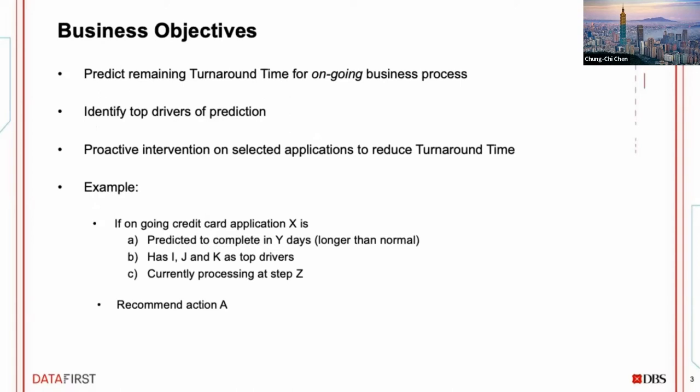And finally, depending on whether these top features can or cannot be acted upon, we want to proactively intervene on selected applications to potentially reduce the turnaround time. As an example, if an application X is predicted to take longer due to incomplete address, and the customer has no other existing relationship with our bank that can be used to figure out the address, we can recommend and prompt the relationship managers to reach out to the customer to find out.